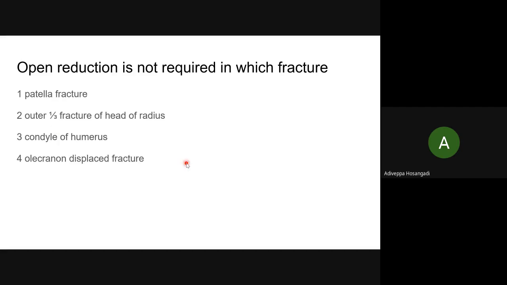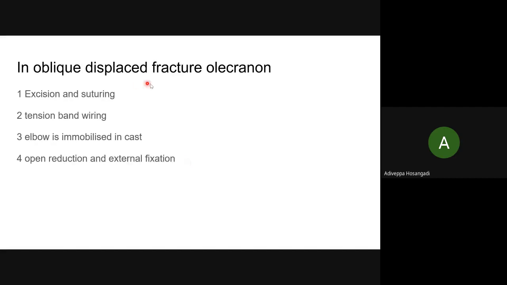In oblique displaced fracture of the olecranon: excision and suturing, tension band wiring, elbow immobilized in a cast, open reduction, external fixation? Tension band wiring. Very good, tension band wiring.